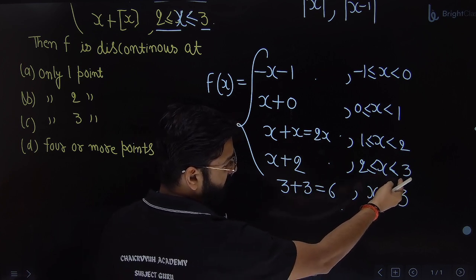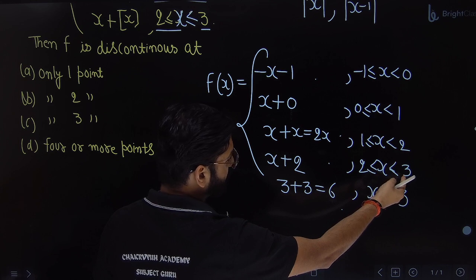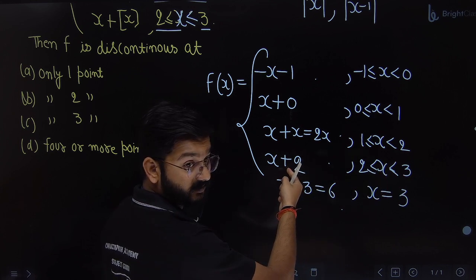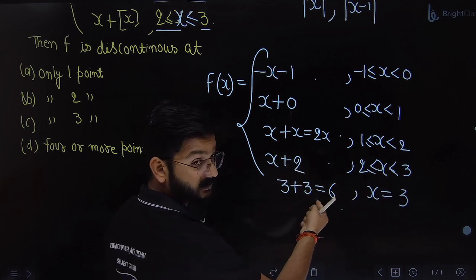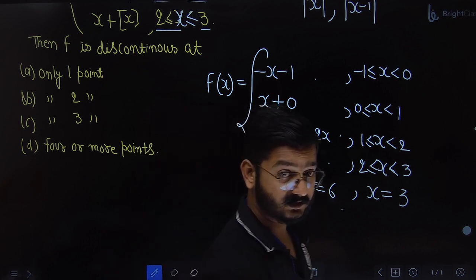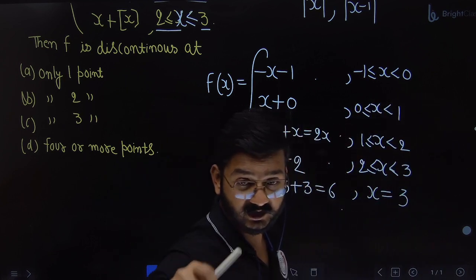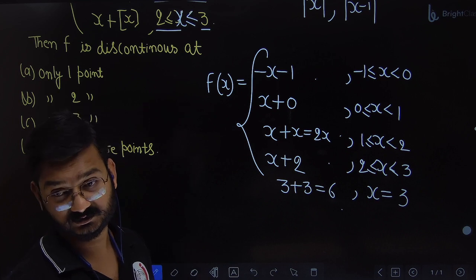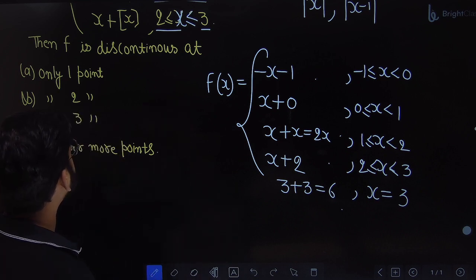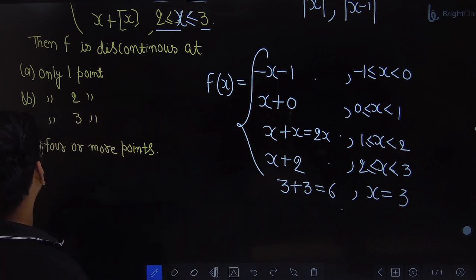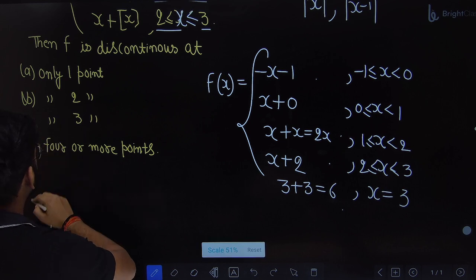For left hand limit, put 3. 3 plus 2, 5. At 3, it is 6. Discontinuous. So only 2 is the point at which it is continuous. So they're asking point of discontinuity. So which option? C.